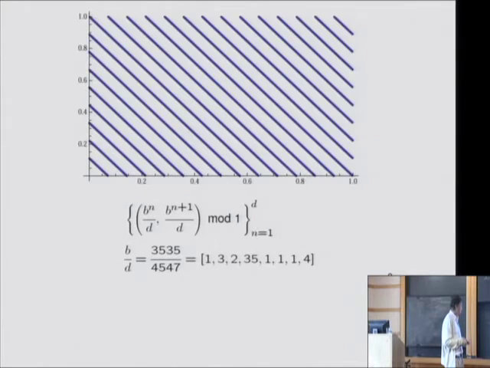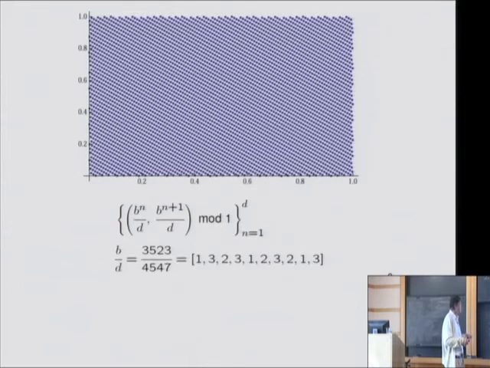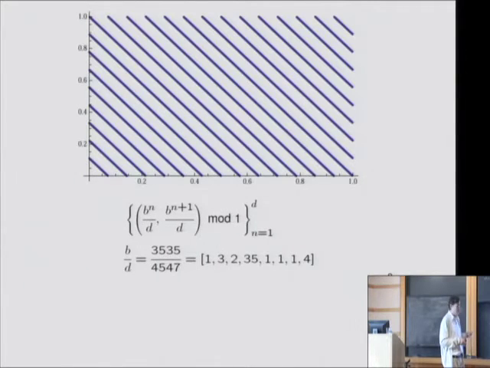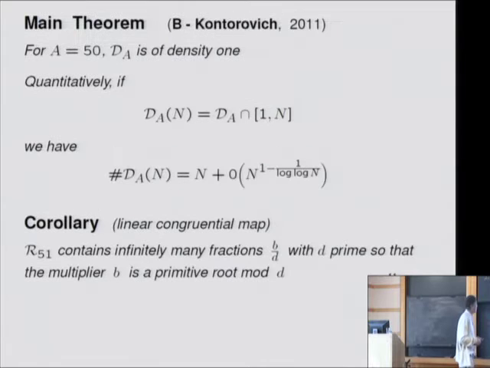On the other hand, if you take another one like that, we still have the same D, and B is still a primitive element mod that D. But you see that there is a bad continued fraction. It's not small; there are some large partial quotients. The picture you get is much worse. If you say this is not good, you have to admit that this one is even much worse. Okay, so what is the theorem?